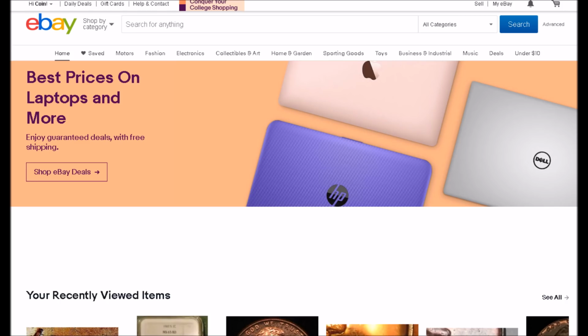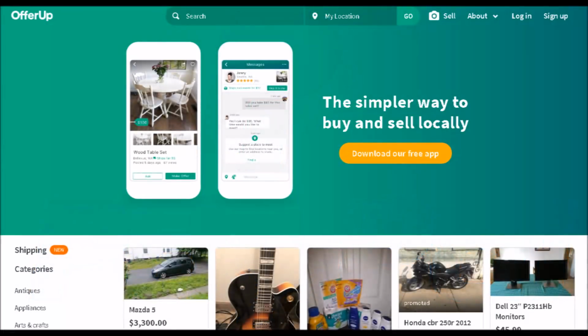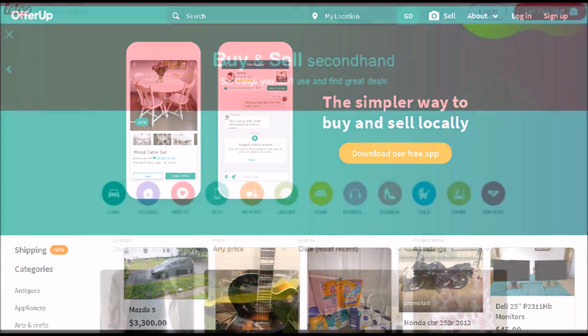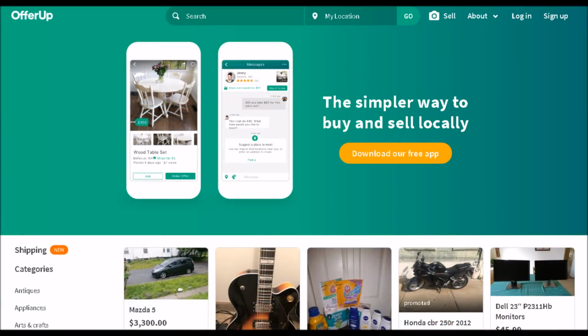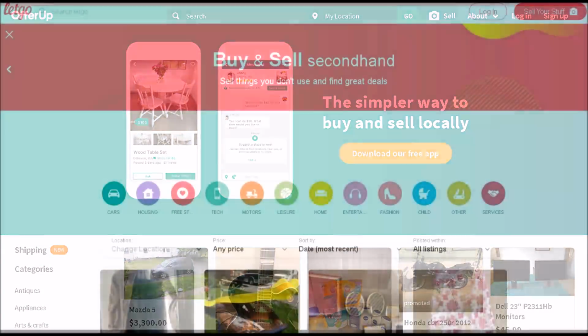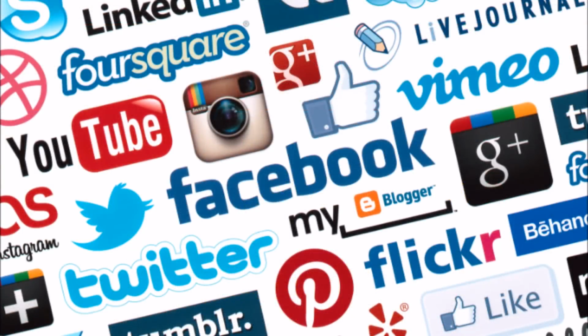Now, when you are selling online, typically you are going to want to use PayPal. So also keep in mind there will be the small PayPal fees. Now, if you do sell on, let's say, LetGo, OfferUp, or Craigslist, you would be selling locally, so there would be no fees.